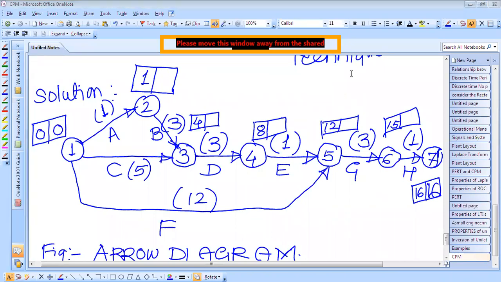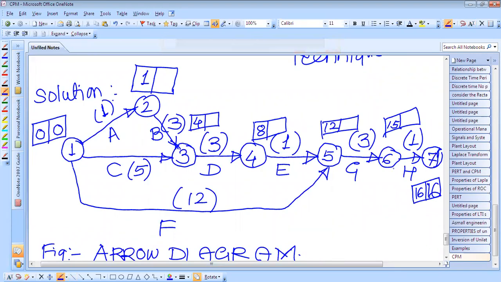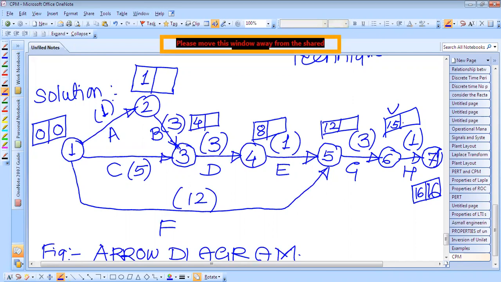So we'll find one by one. For the event 7, the LFT is 16 and the EST is also 16. Now for the 6-7 activity, now for the 5-6 activity, the EST we have here is 15. And what will be the LFT? LFT is the total, here 16, minus the duration of this next activity, 1. So it is again 15.